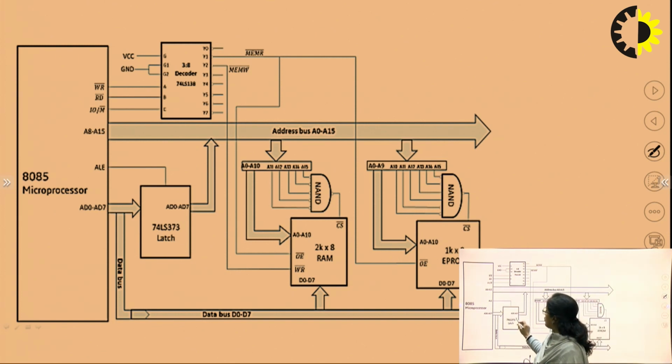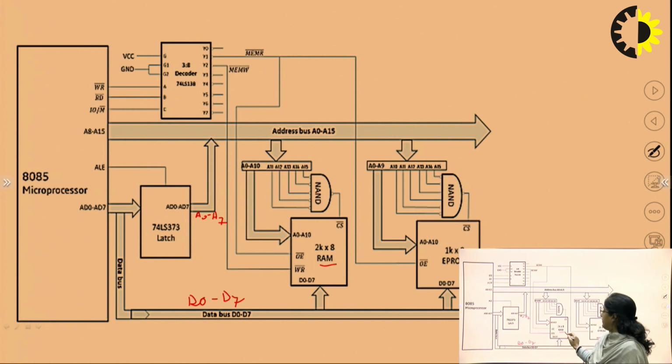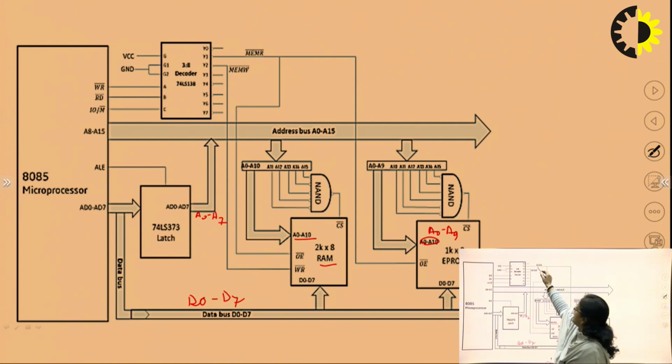The ALE latch is used to demultiplex the lower order address lines A0 to A7, and this will be our data bus D0 to D7. Higher order lines A8 to A15 are there. In case of RAM, we have A0 to A10. In case of EEPROM, it will be A0 to A9. Output enable is the MEM read signal.